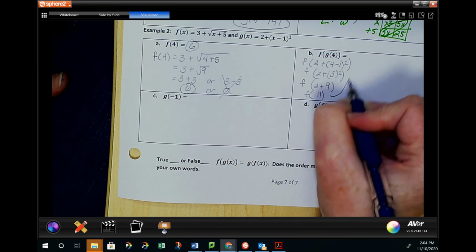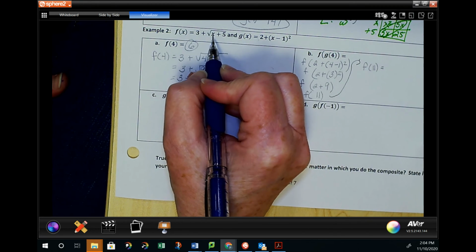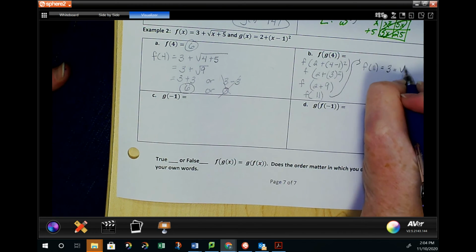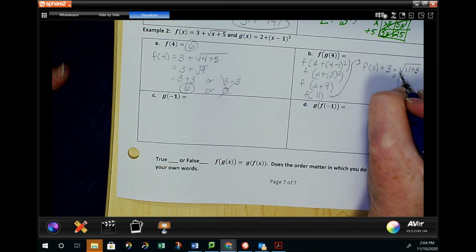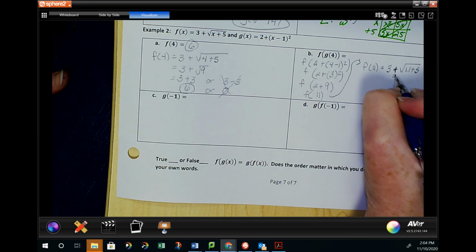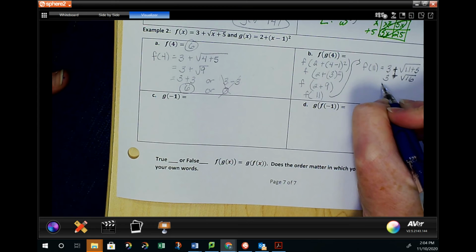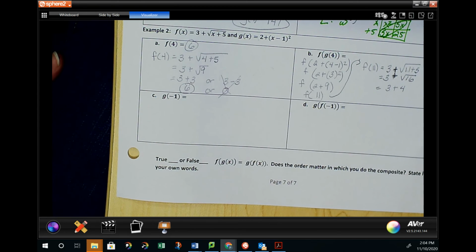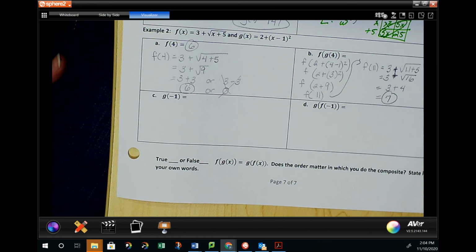So f of 11 now, we're going to plug 11 in for x in function f. So f equals 3 plus the square root of 11 plus 5. 11 plus 5 is 16. Oops, that should be a plus, not an equals. Square root of 16. So the square root of 16 is going to be 3 plus 4. We're only going to look at the positive version. So 3 plus 4 is 7. And there's my answer. Again, you can check it on Desmos.